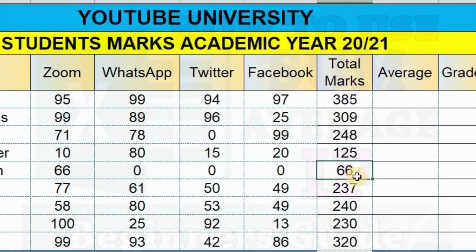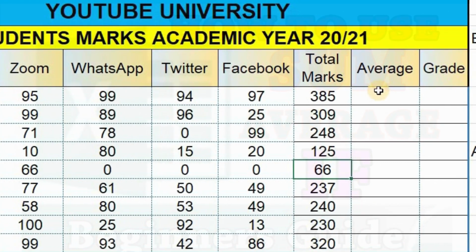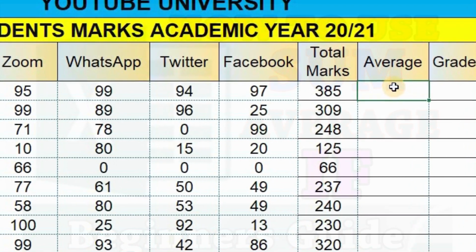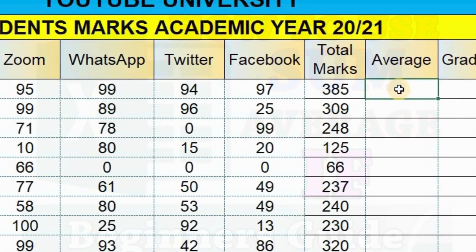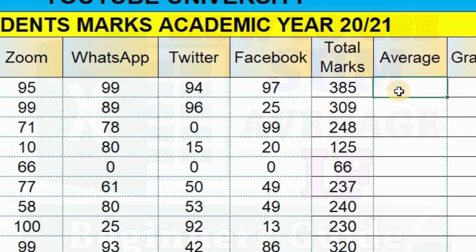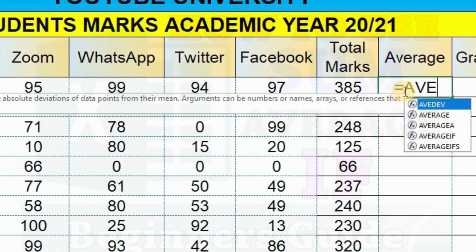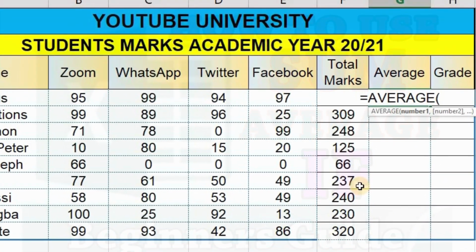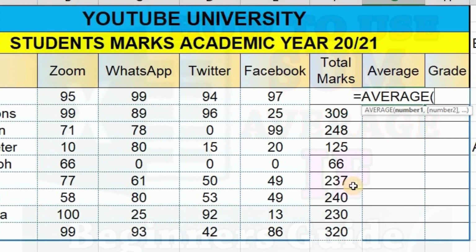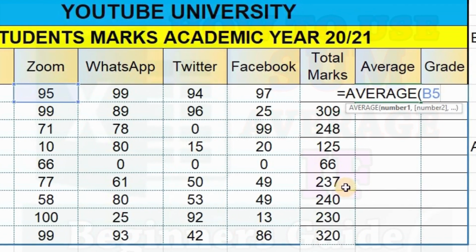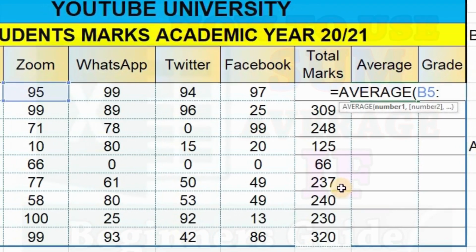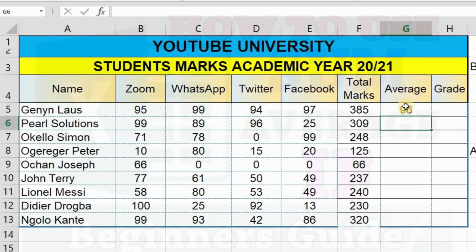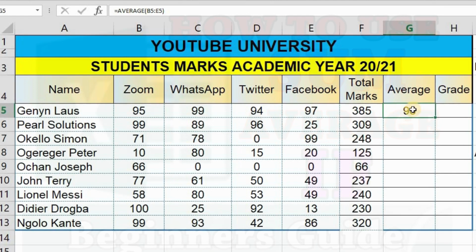Now let's get something new, that is average. How are we going to get the average? Just like the sum, you click the cell where you want to calculate, then you say equals average. When you finish typing average, you use the same way you got sum. You say B5, put your sign, E5, and you close the bracket, enter. You see, this is the average score of this student.